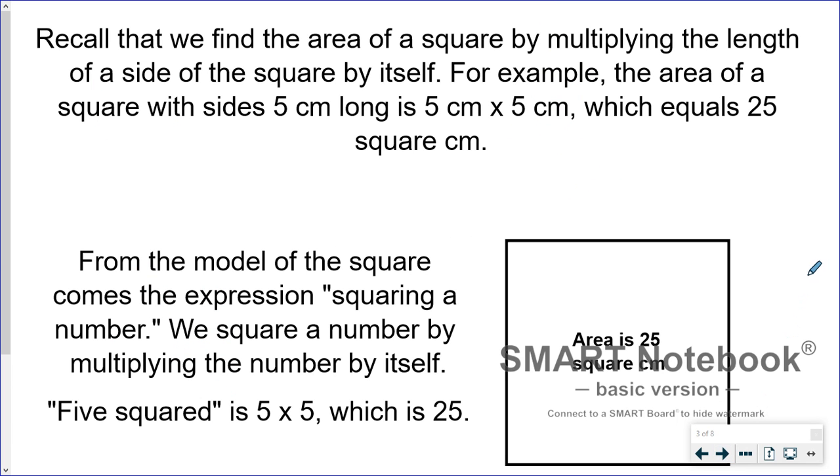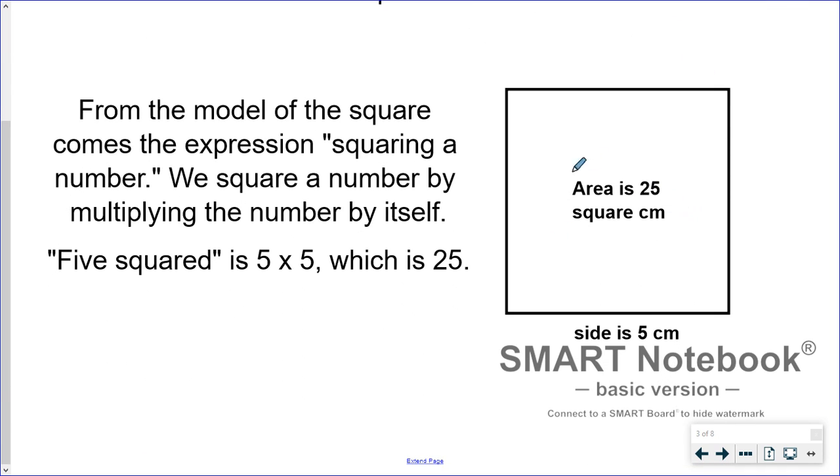The other part of today's lesson is talking about squares. It says, recall that we find the area of a square by simply multiplying the length of the side of the square by itself. The reason we multiply by itself is because in a square, all sides are the same length. So for example, if I had the area of a square that is 5 centimeters long, I would take 5 centimeters and multiply by another 5 centimeters. That means the answer would be 25 square centimeters.